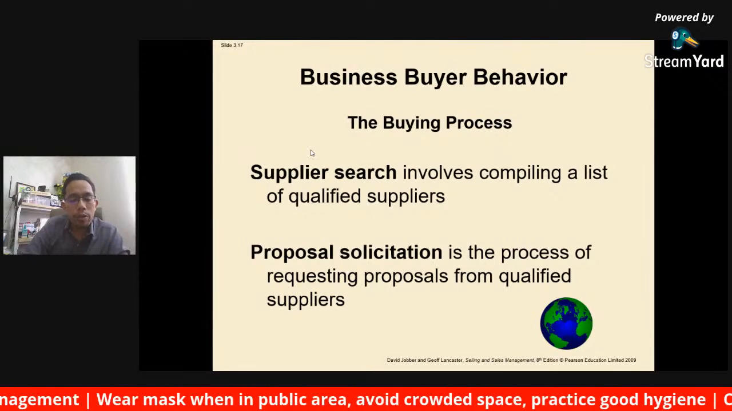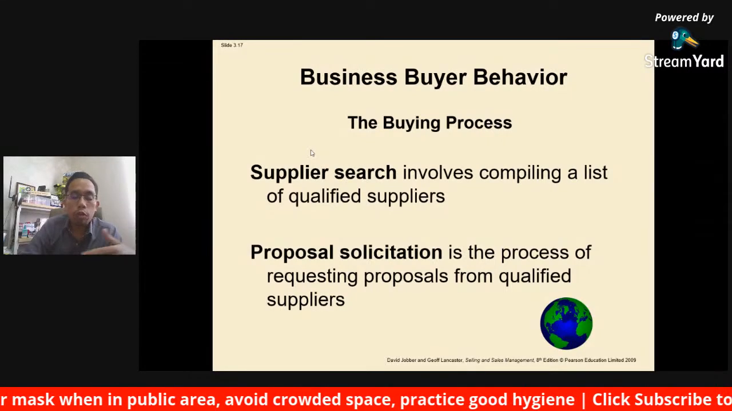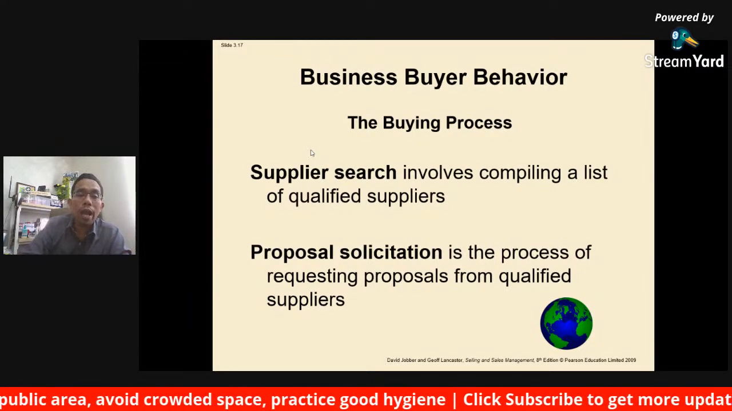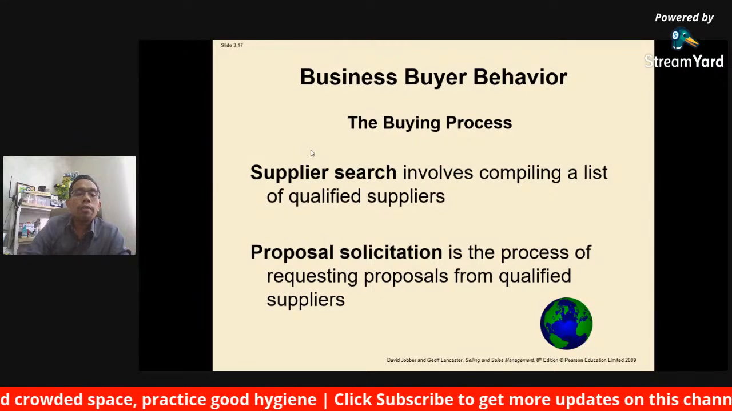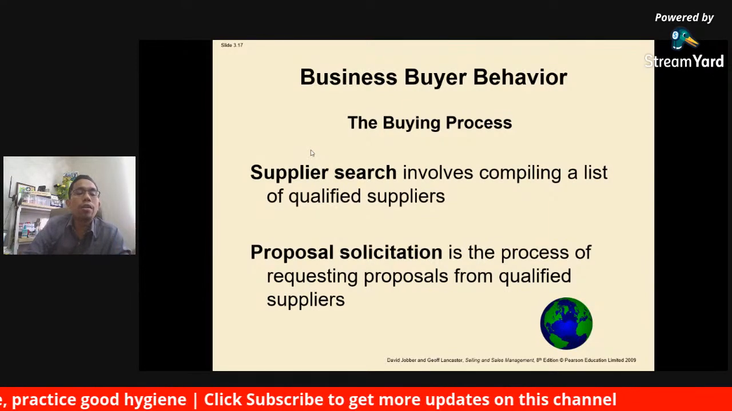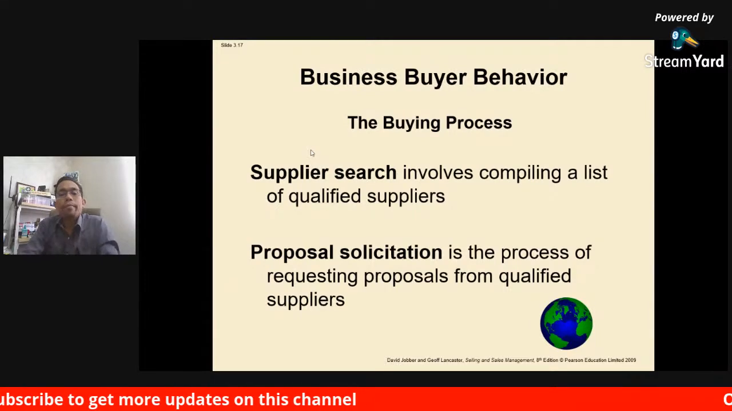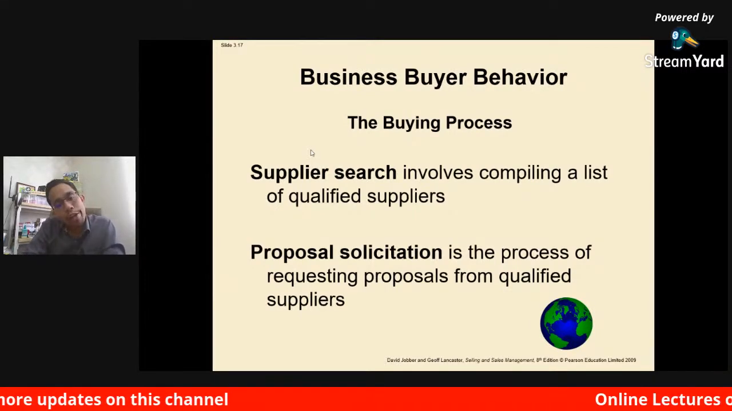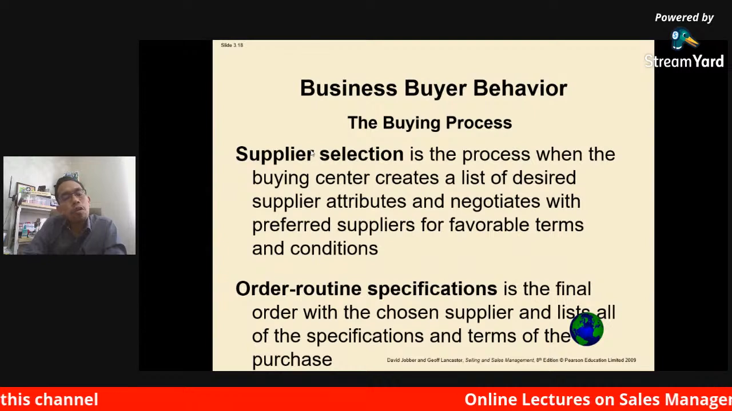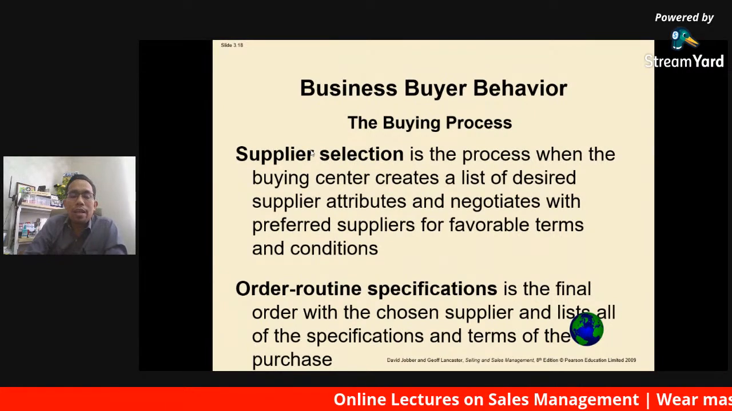The interval between them is also good. So you need to consider all of them, because you don't want to have a situation where you have a short supply of chocolate. Okay. All right. Proposal, solicitation, and then you select.